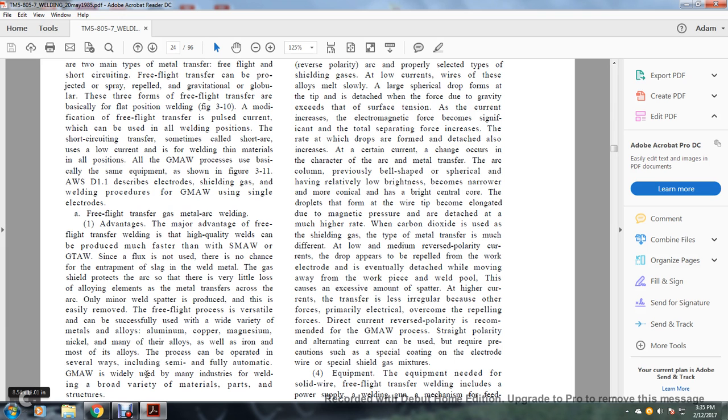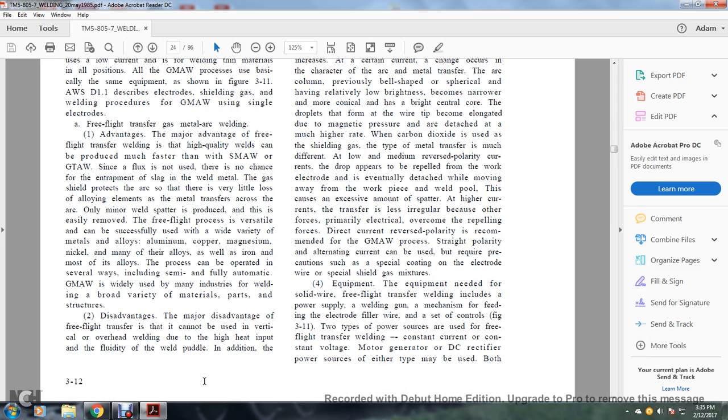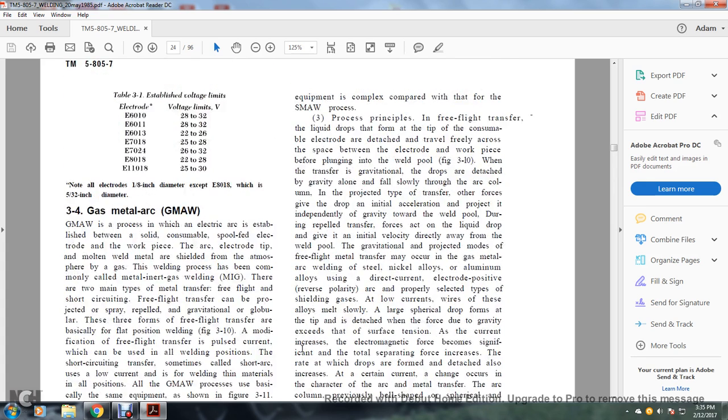Gas metal arc welding is widely used in many industries and provides welding for a variety of materials and parts of the structure. Disadvantage: the major disadvantage of the free flight transfer is that it cannot be used for vertical or overhead welding, due to the high heat and the fluidity of the weld puddle. In addition, the equipment is complex compared with shielded metal arc welding.